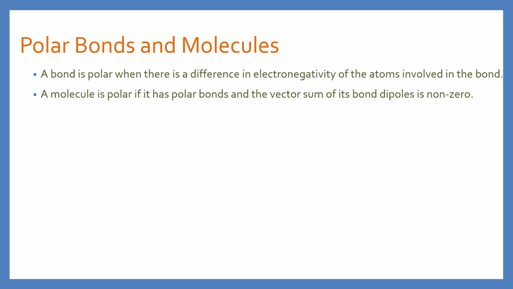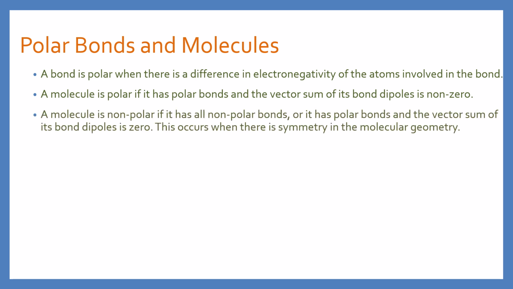That's a pretty serious mouthful of words there. We're going to do some examples in case that's not making a lot of sense. A molecule is nonpolar if it has all nonpolar bonds, or it has polar bonds and the vector sum of its bond dipoles is 0. This is something that occurs when there is symmetry in the molecular geometry. So we're going to look at some examples here of covalent bonds that are either polar or nonpolar. We're going to figure it out together.